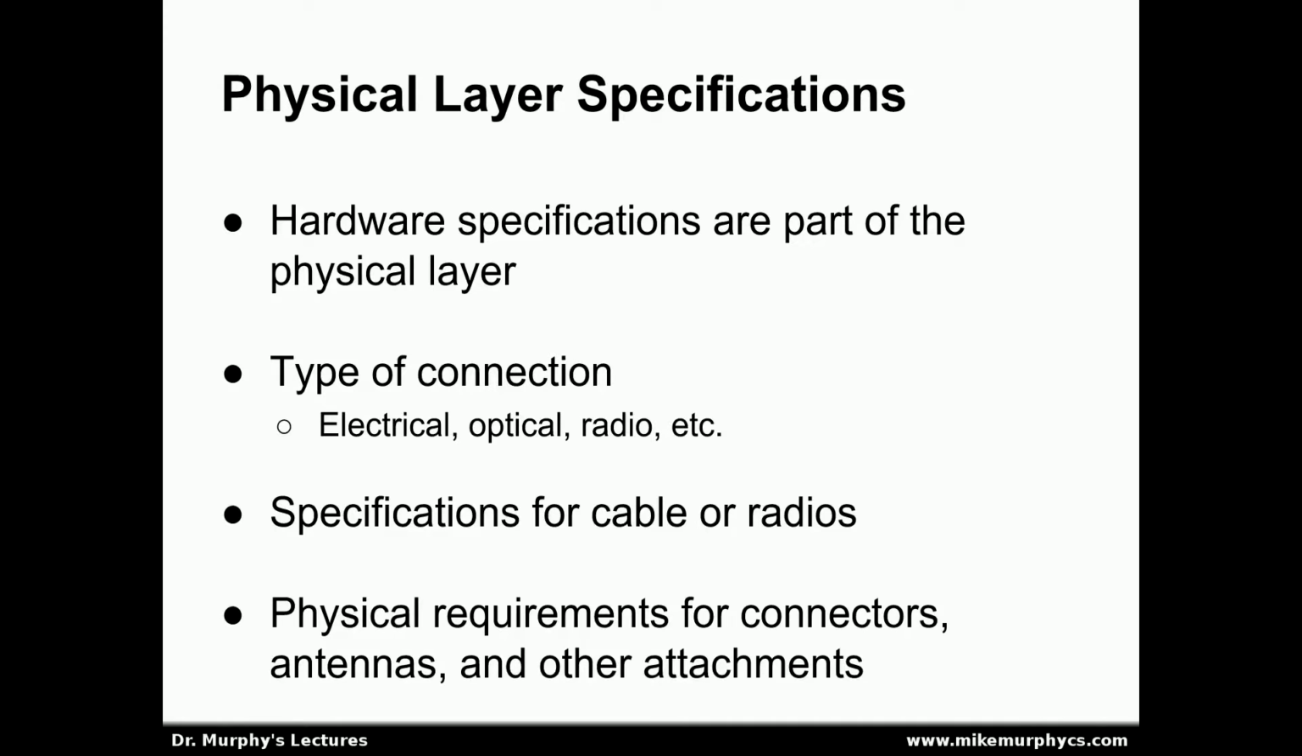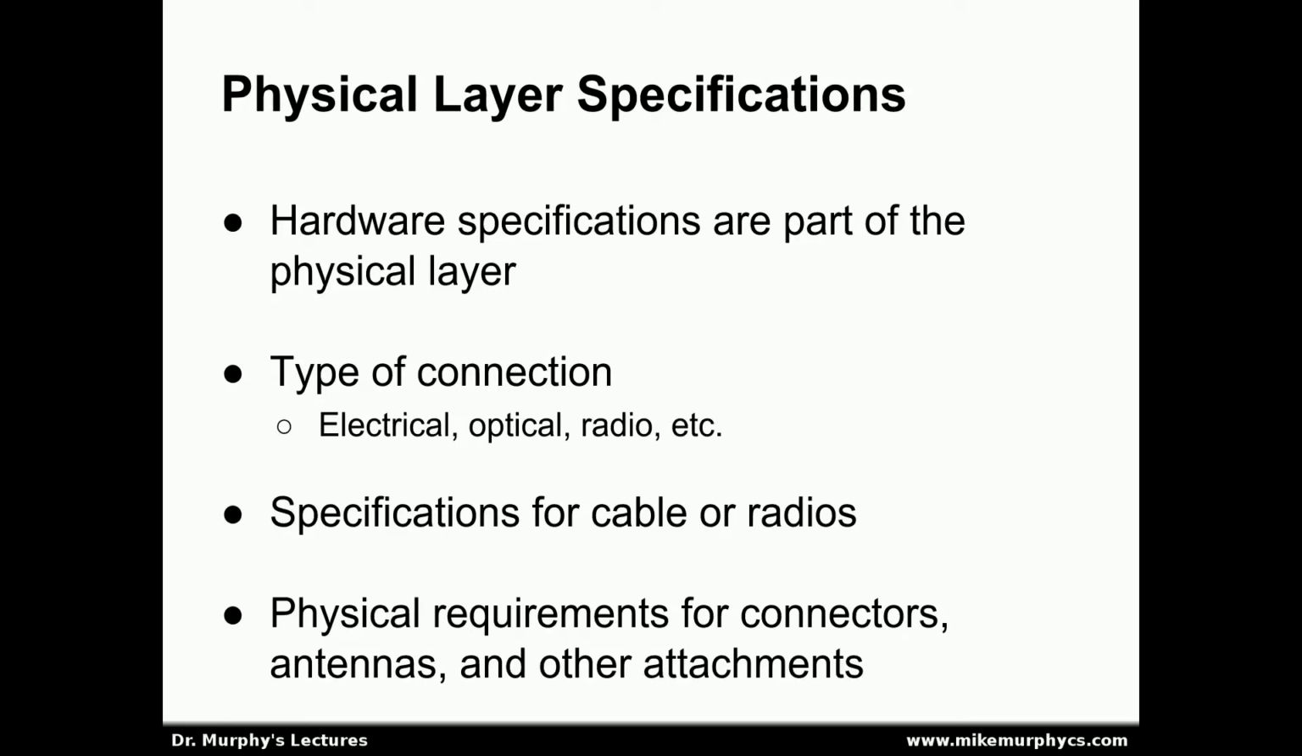for the connection. For example, with Ethernet, we're going to specify with the modern Ethernet system that we're going to use twisted pair cabling. With fiber optic, we're going to specify a type of fiber optic cable. With the wireless network, we're going to specify a particular type of radio. We also need to give physical requirements for the connectors, the antennas, and any other attachments that are going to be used with these cables.